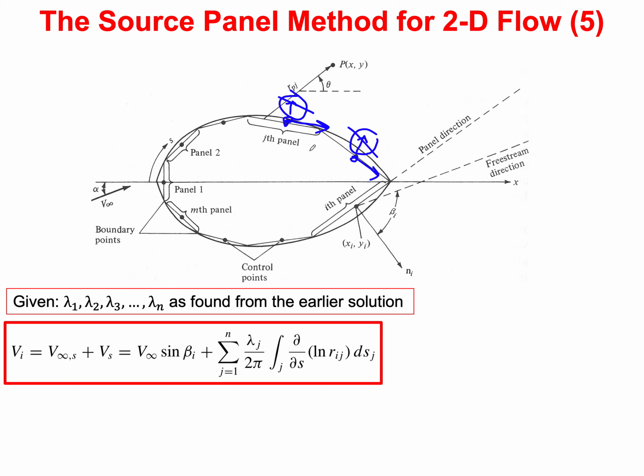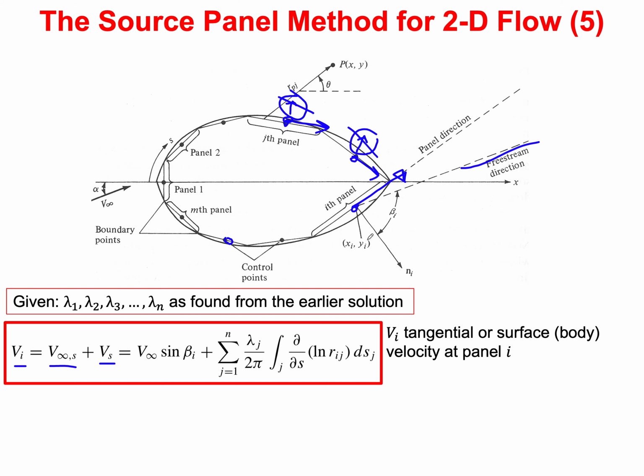Then how do I compute this velocity component on panel i? You compute the contribution of the v infinity, so that's v infinity parallel to this direction. I compute the contribution parallel to the panel itself from v infinity, as well as all the parallel or tangential contributions of all other panels. So that gives me the velocity at each one of those control points along my surface or my contour line.